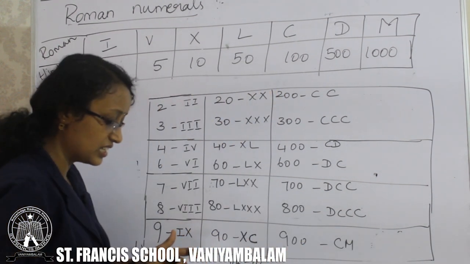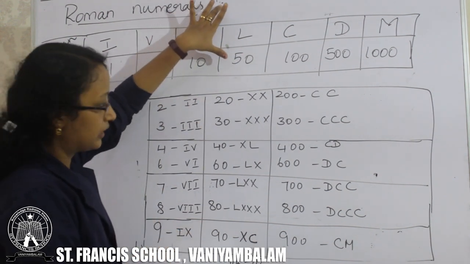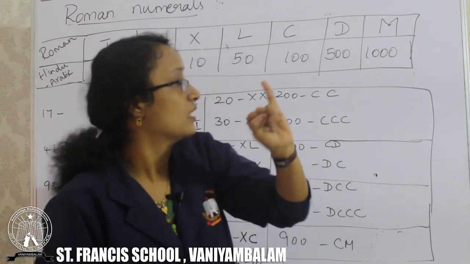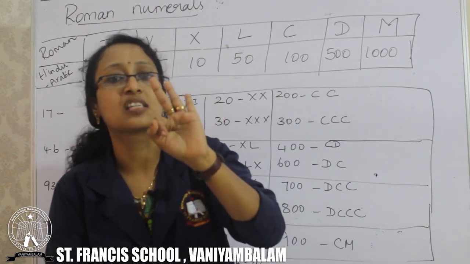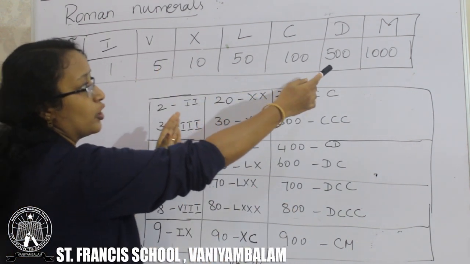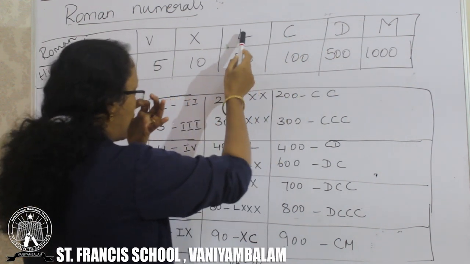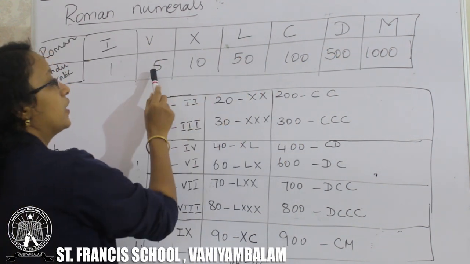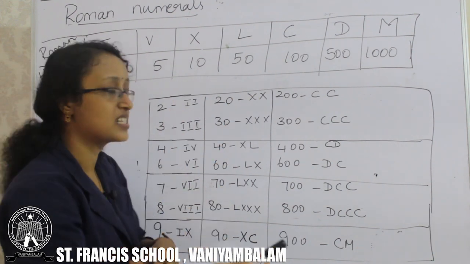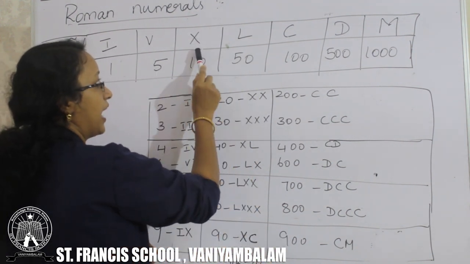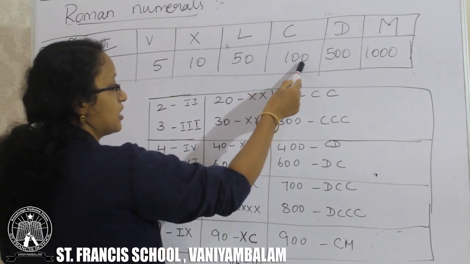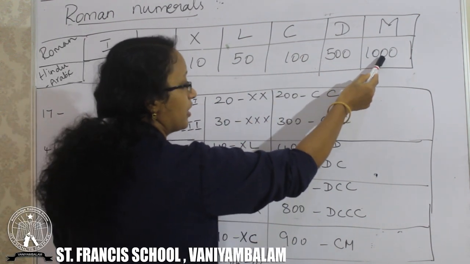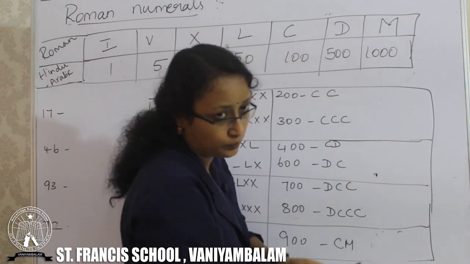Children, learn this table by heart, that is I, V, X. I denotes 1, V denotes 5, X denotes 10. And after that, how will you remember this? L, C, D, M. After X, you will have L, C, D, M. For 5, you will add a 0 to get 50, and for 10, instead of 10, you will add one more 0. For C, you will add one more 0 for 50, and for 100, you will add, for 1000, you will add one more 0.